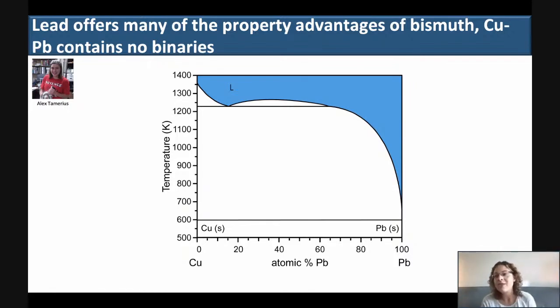And so lead offers a lot of the same properties of bismuth, but one fewer electron nuclear spin. And so that means that lead is going to have just a little bit less orbital angular momentum, but all of the same ideas apply. Another thing that's nice about lead is that it's relatively earth abundant, which is potentially very interesting. So we were looking at the copper lead system to see if it might have similar properties.